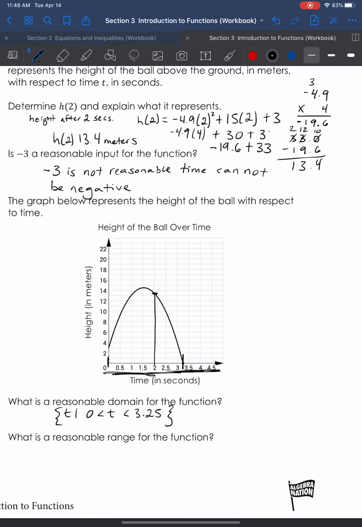Alright, what is a reasonable range for the function? Alright, well, range is talking about our y's, our height. Alright, so it is between 0 and it looks like it goes up to between 14 and 15, so we'll call that 14.5. So as long as our height is greater than 0 but less than, let's see, 14.5, we would say that those would be reasonable inputs.